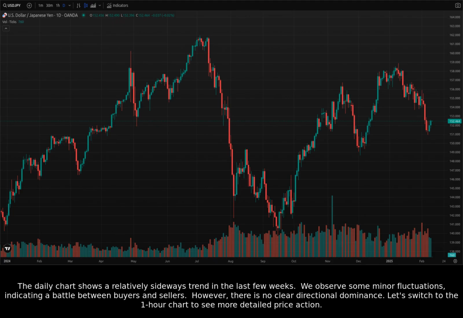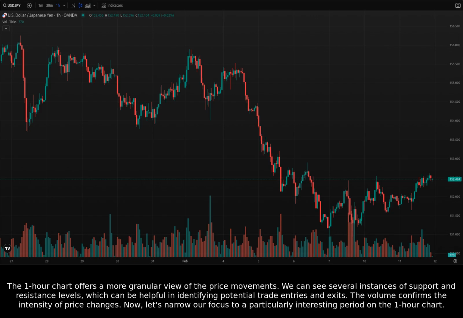Let's switch to the 1-hour chart to see more detailed price action. The 1-hour chart offers a more granular view of the price movements. We can see several instances of support and resistance levels, which can be helpful in identifying potential trade entries and exits. The volume confirms the intensity of price changes.